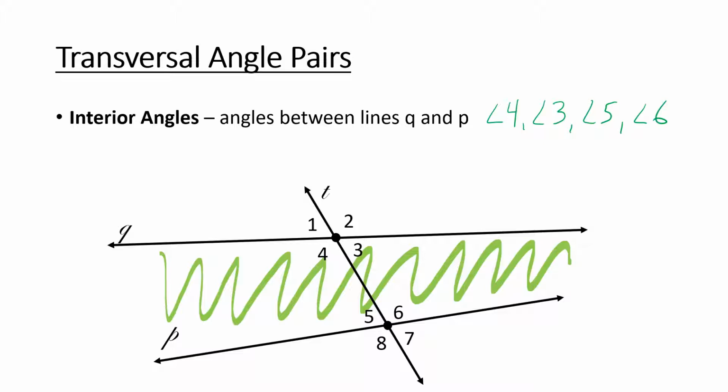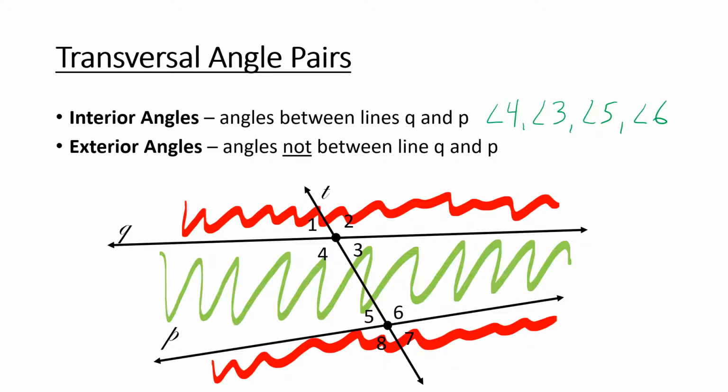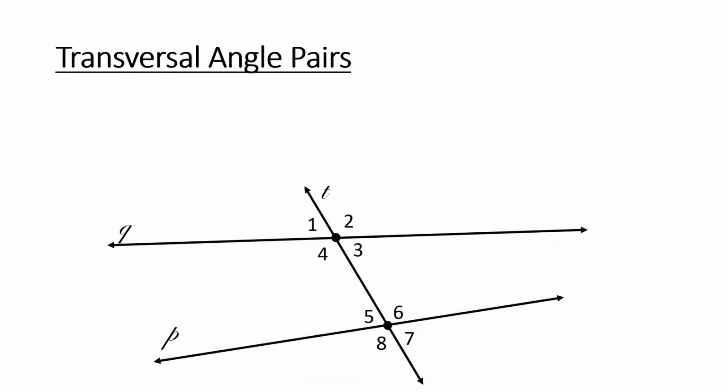Besides interior angles, we also have exterior angles, and those are all the angles that are not between the two lines, being the space here and here. In this case then, angles 1, angle 2, angle 7, and angle 8 would all be considered exterior angles. From the basic idea of interior and exterior angles, we also have words such as alternate and consecutive.